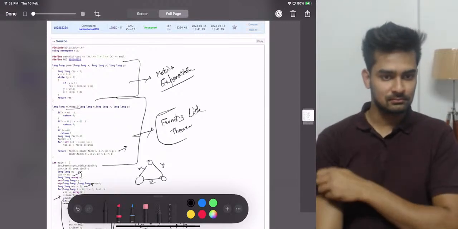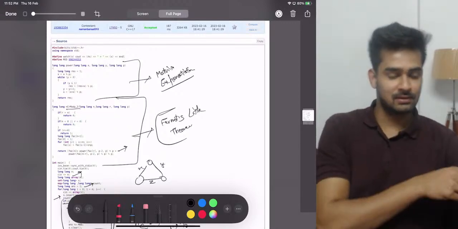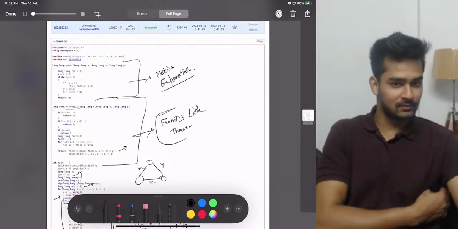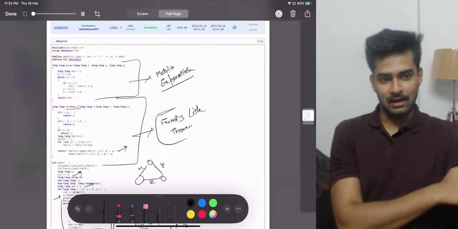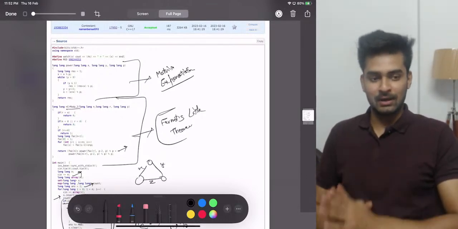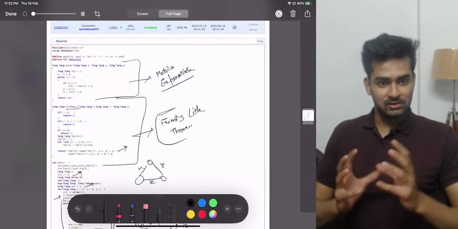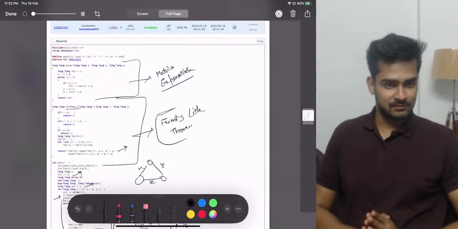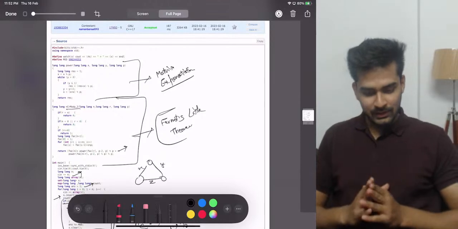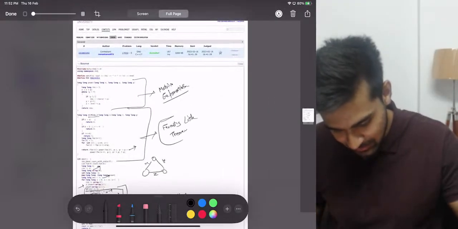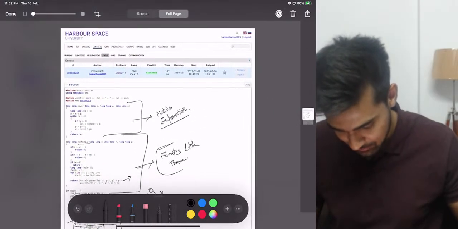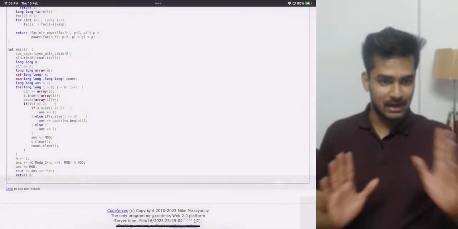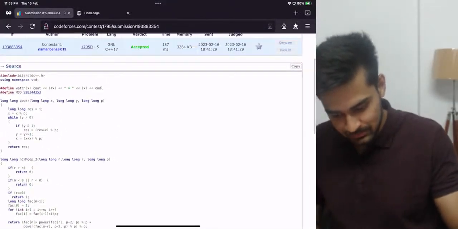How to practice graph? I'll tell you how I did graph. Basically, I first had to ensure that I get better at DFS and BFS because those are the building blocks of graph. So what I did was, I just read how DFS and BFS work. I went to the problem set.